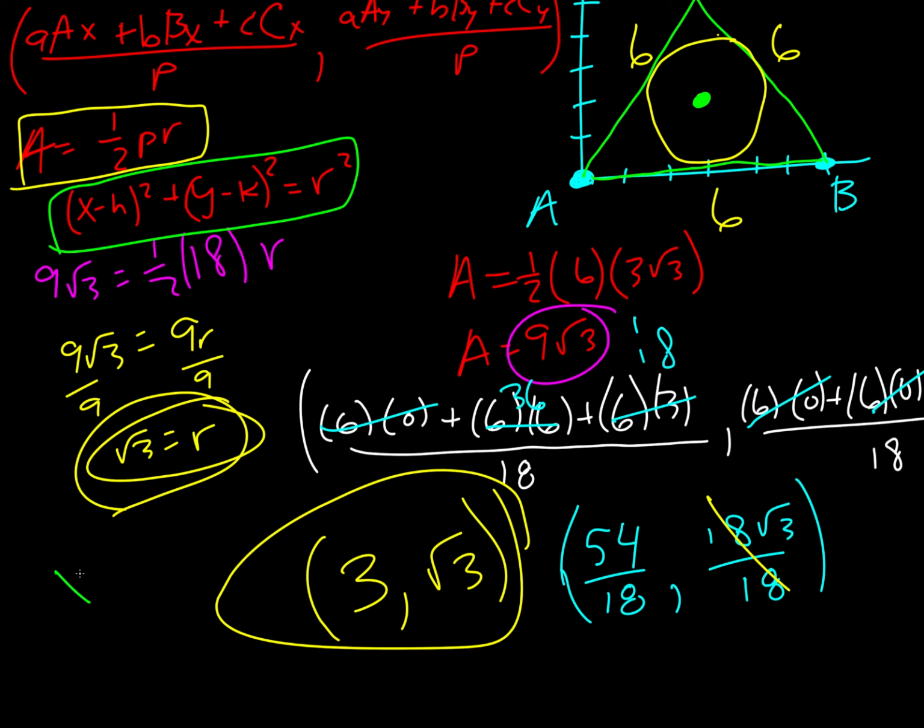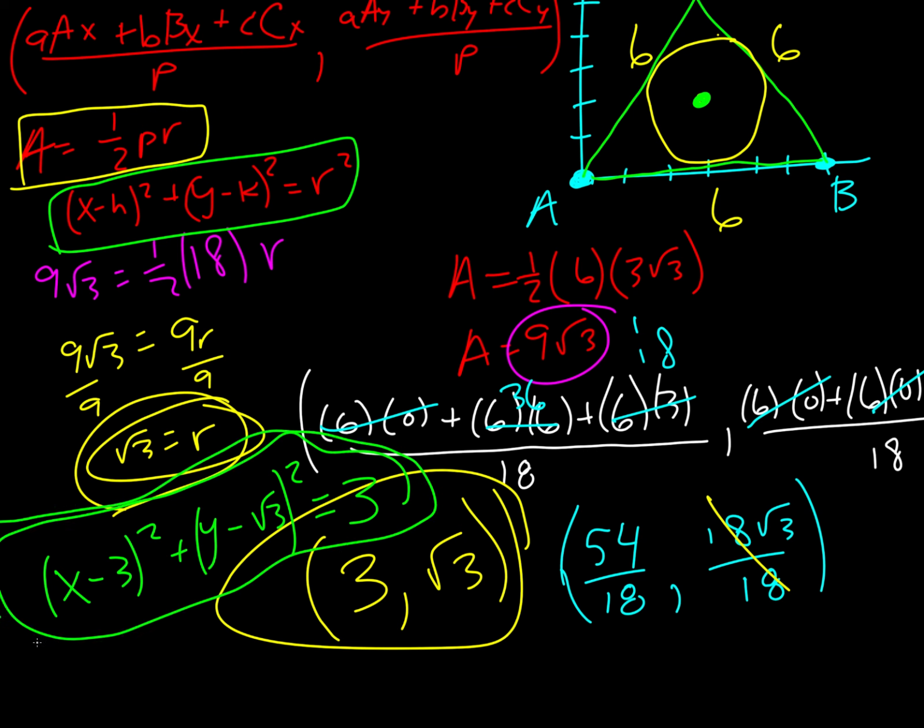So we're going to say (x minus 3) squared, because that's the opposite of this value, plus (y minus root 3) squared, and that's equal to the radius squared. So if we square the square root, it just gets rid of the square root. And that is our answer. Now I know that was a lot of work, but that's how you do it.